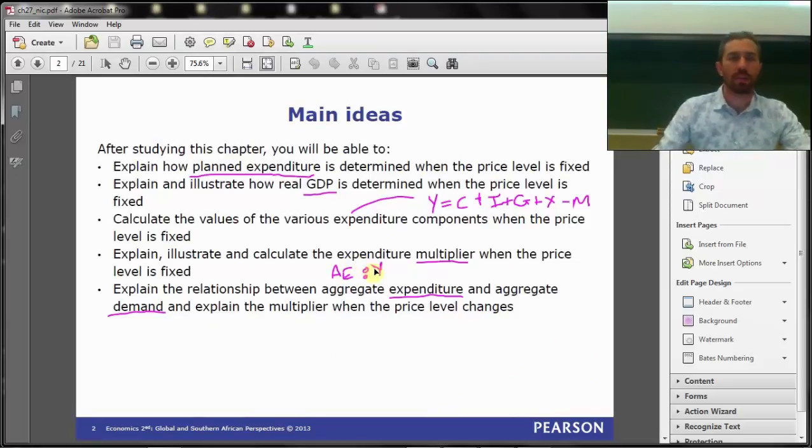So in chapter 27, we're getting introduced to the distinction between planned expenditure and actual expenditure. We're used to seeing our equation now, our measurement of output, Y, is equal to C plus I plus G plus X minus M. So Y represents our actual expenditure, which may be different from our planned expenditure.